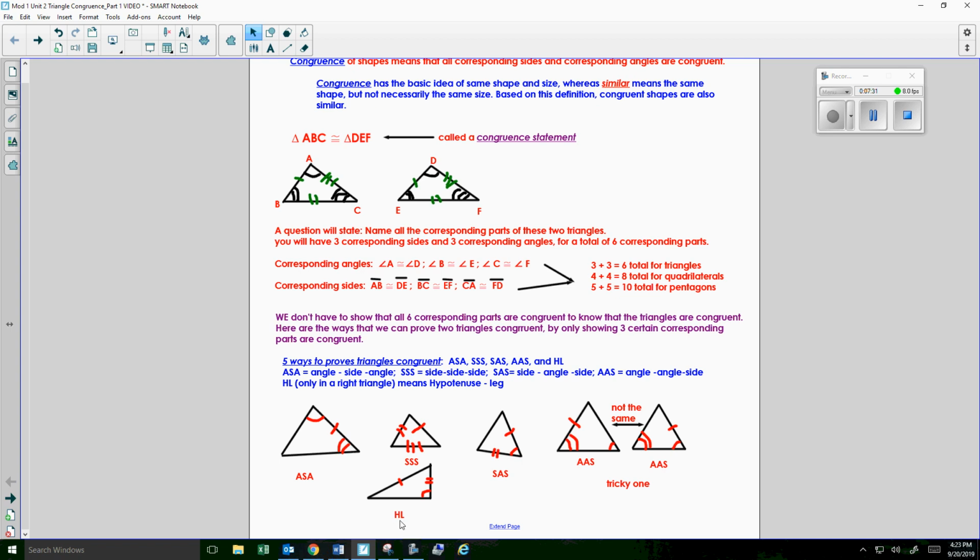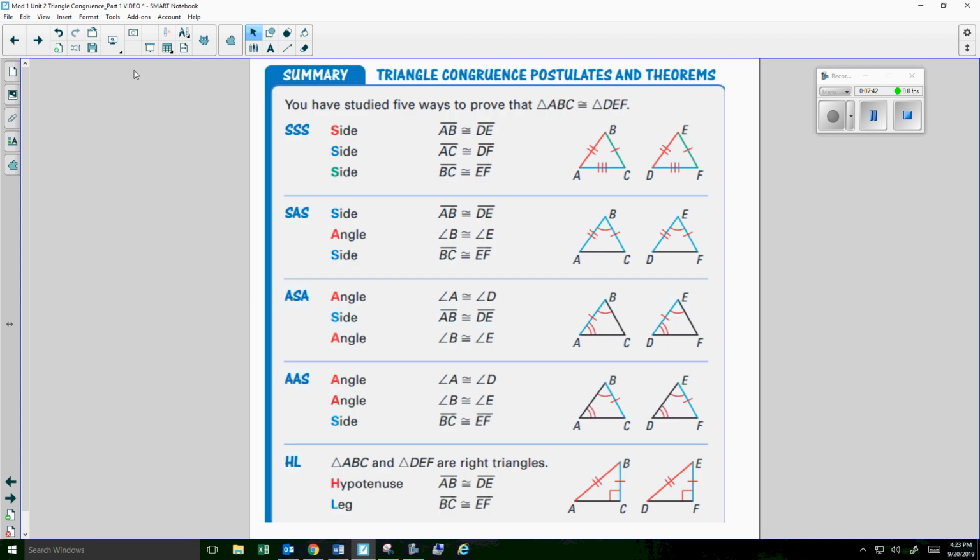Last one is HL, hypotenuse leg. Remember, it has to be a right triangle, and then we have a hypotenuse and one of the legs. It doesn't matter which one. I just chose that one; it could have been this one as well. Okay, so now let's go ahead and look at examples.